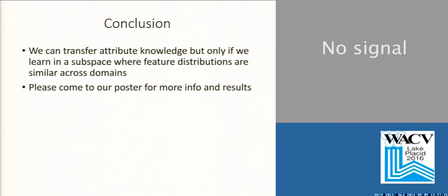So in conclusion, we find that we can transfer attribute knowledge, but only if we learn in a feature subspace where the feature distributions are similar across domains.